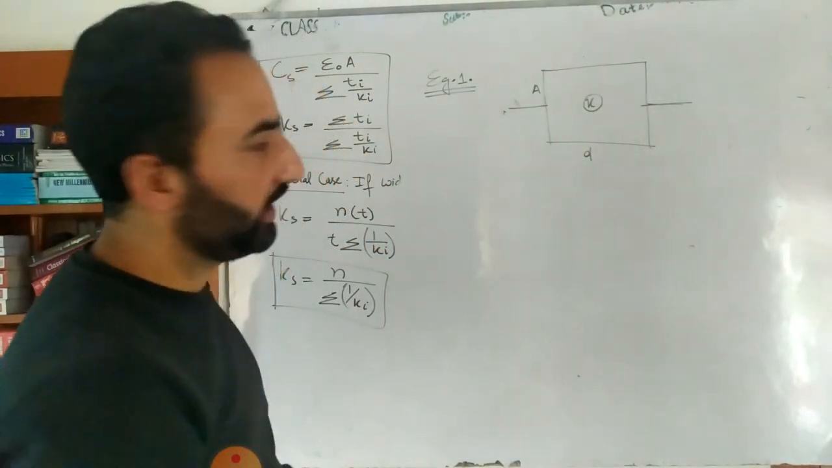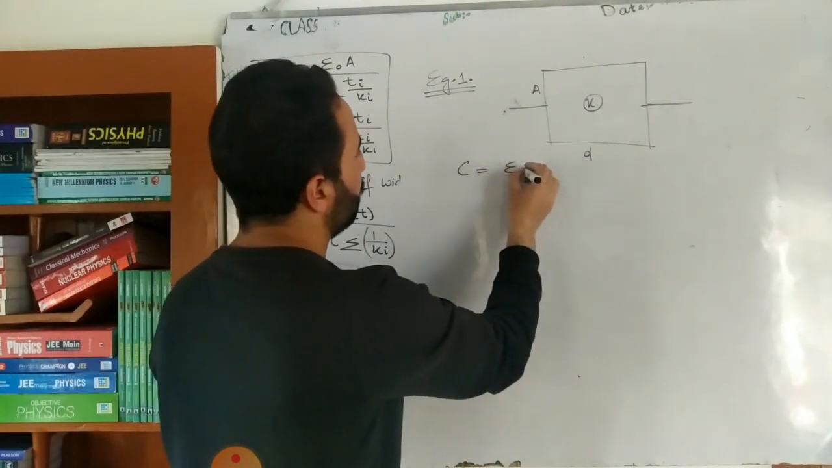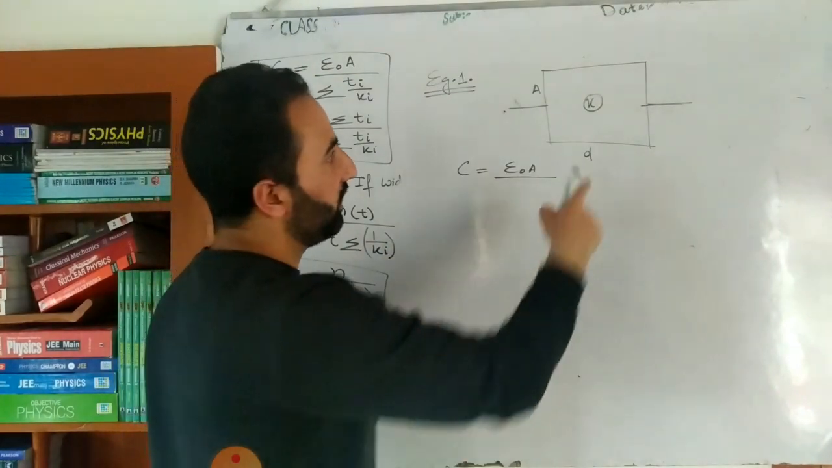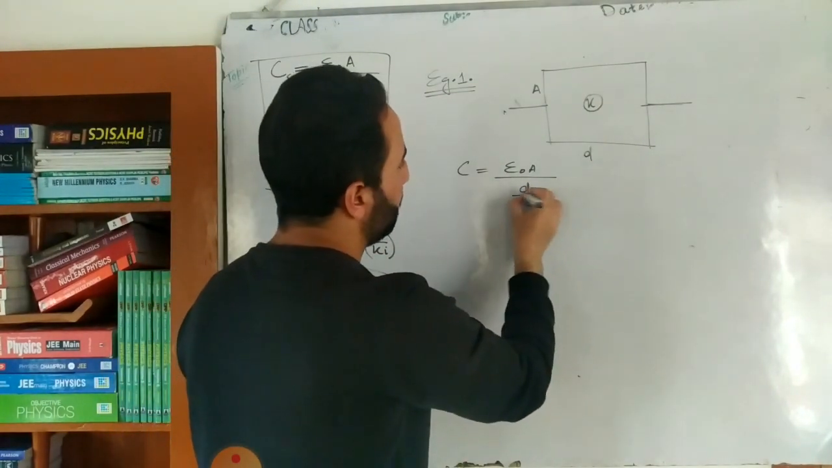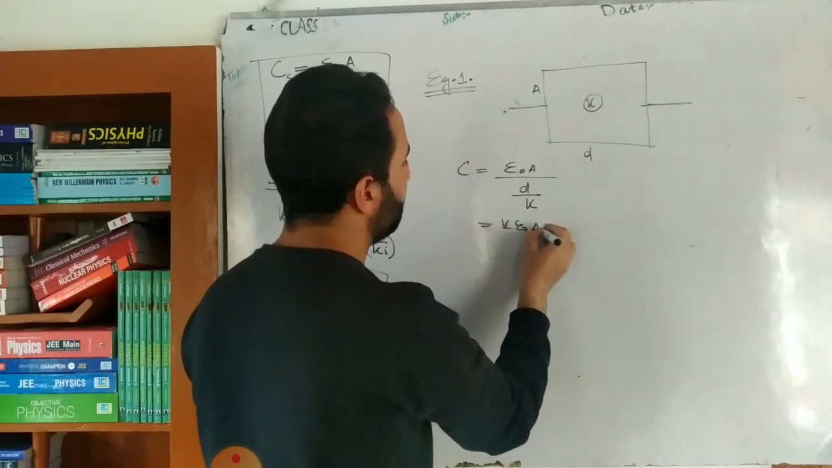So you will have to calculate the capacitance. Simply, capacitance C will be equal to epsilon 0 A divided by summation of Ti by Ki. How many dielectrics are there? Only one. Its width is D, divided by its dielectric constant K. So D divided by K, or it is equal to K epsilon 0 A divided by D, as expected.